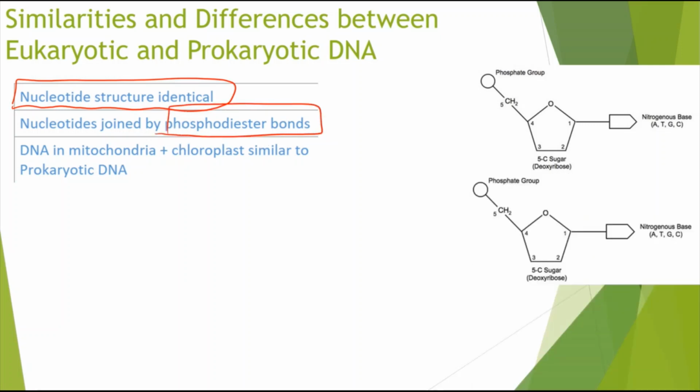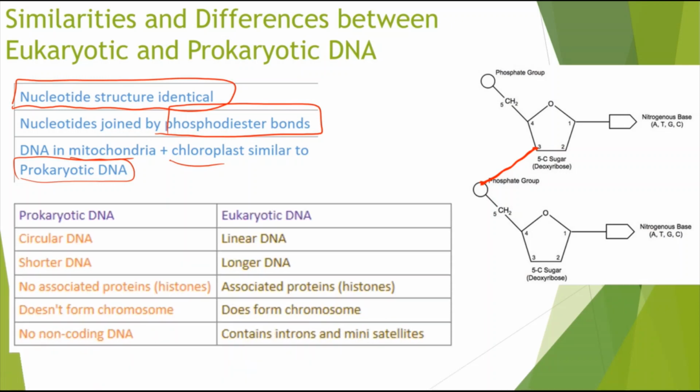So if we have another DNA coming along, the DNA will be connected by these phosphodiester bonds, and that's the same for both eukaryotic and prokaryotic DNA. And the DNA in mitochondria and chloroplast is similar to prokaryotic DNA. We have just looked at that.